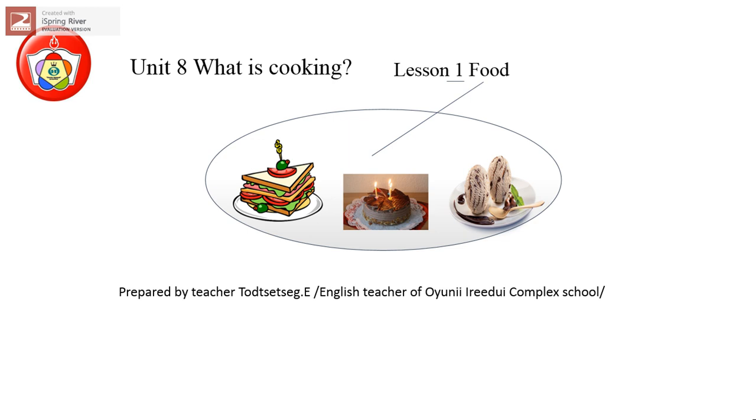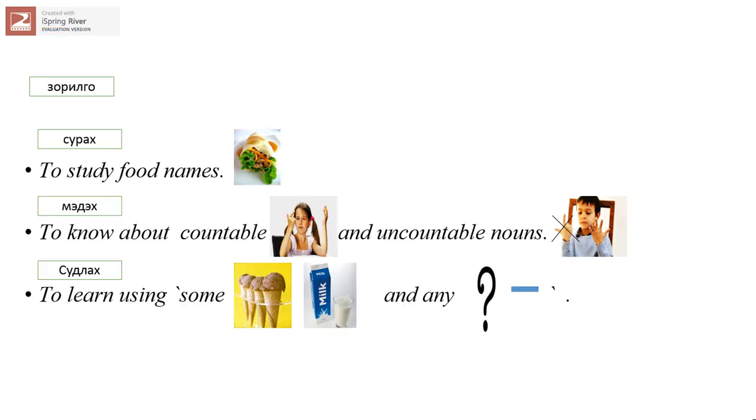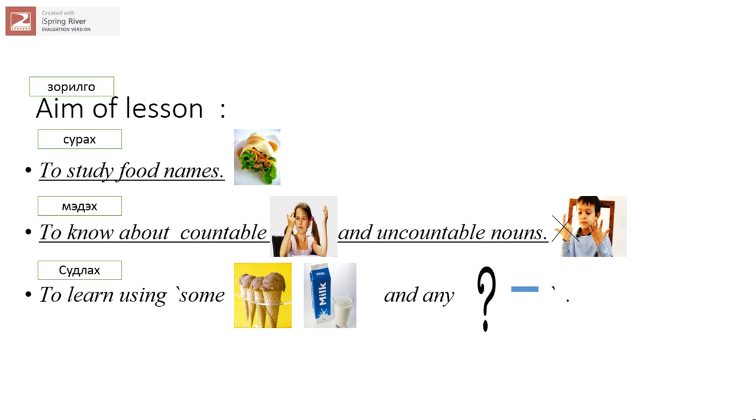Okay, my students, please write down and watch, and do some exercises. Good luck, my students. The aim of today's lesson is to study food names, to know about countable and uncountable nouns, and to learn using some and any.